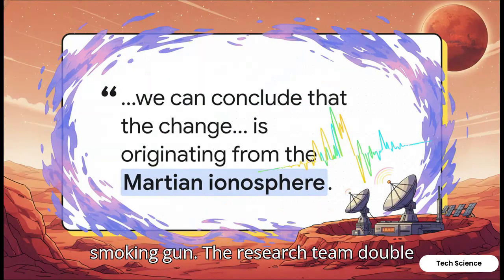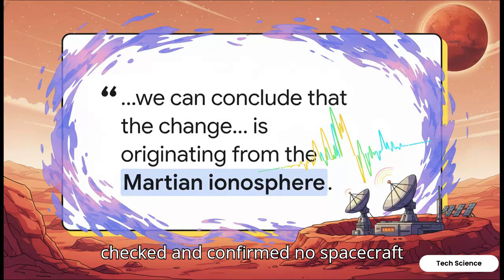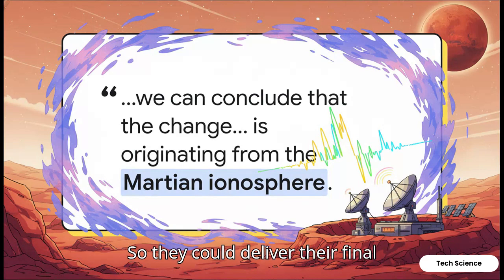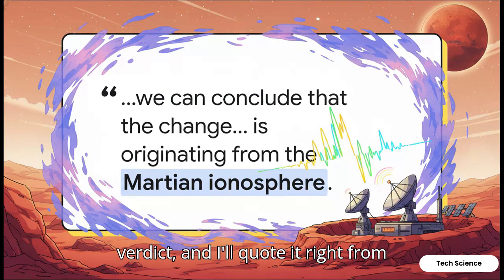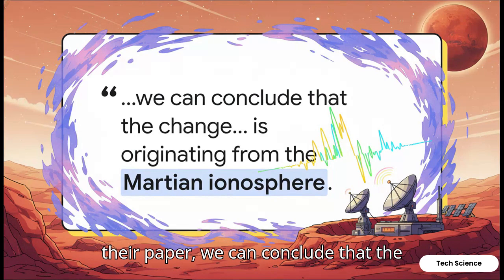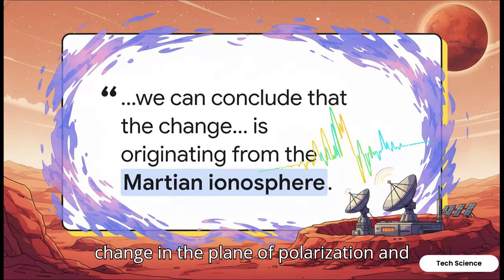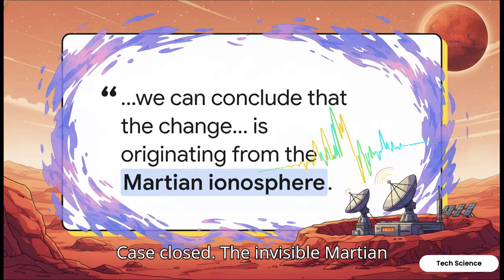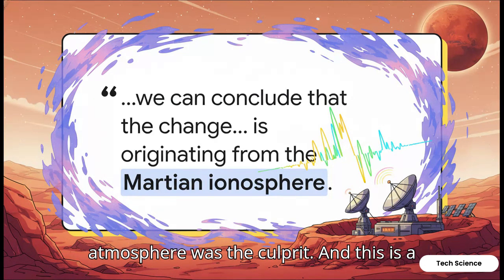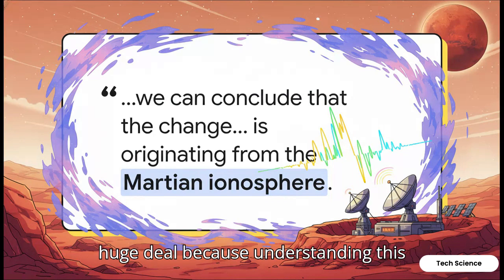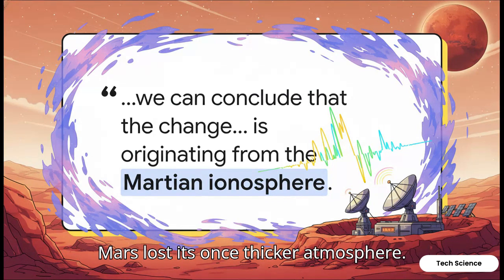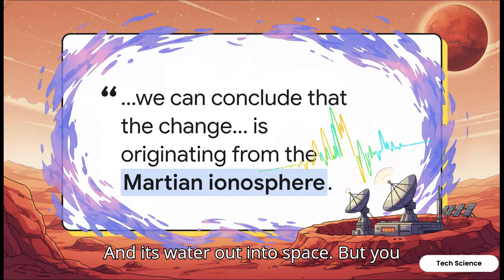The research team double-checked and confirmed no spacecraft operations were happening at this time, so they could deliver their final verdict, and I'll quote it right from their paper. We can conclude that the change in the plane of polarization and the fluctuating frequencies is originating from the Martian ionosphere. Case closed. The invisible Martian atmosphere was the culprit. And this is a huge deal, because understanding this charged layer helps us figure out how Mars lost its once thicker atmosphere and its water out into space.